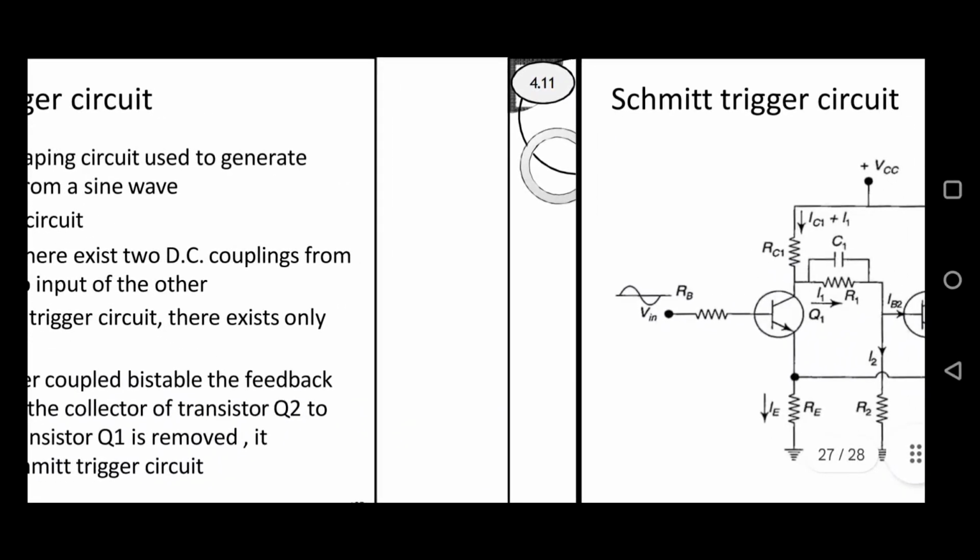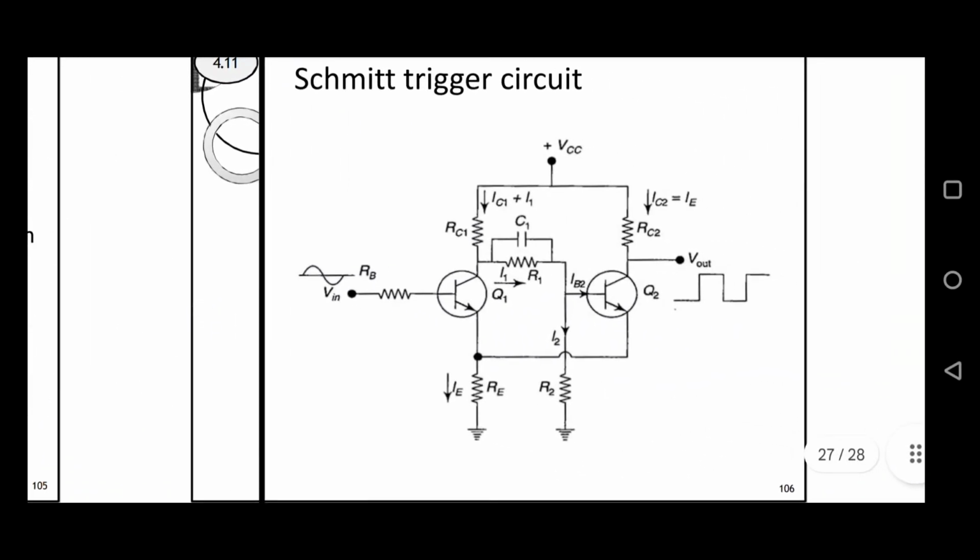Let us see the circuit diagram of Schmitt trigger. This circuit contains two transistors Q1 and Q2. The collector of transistor Q2 is connected to the base of Q1 through the resistor R1, but the collector of Q1 is not given to the base of Q2. Instead of that connection, the emitters of Q1 and Q2 are coupled together.